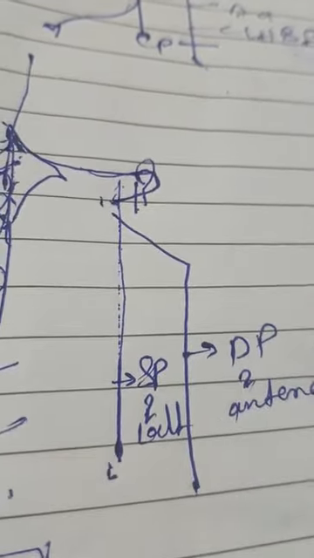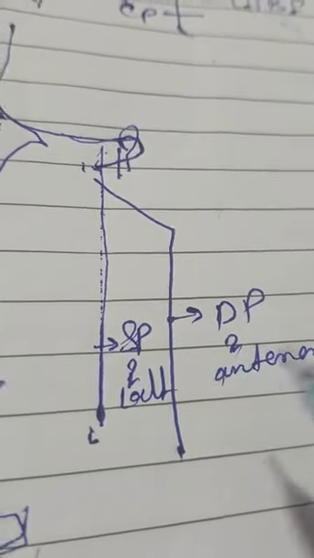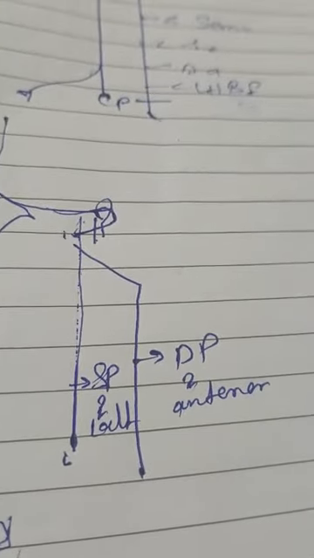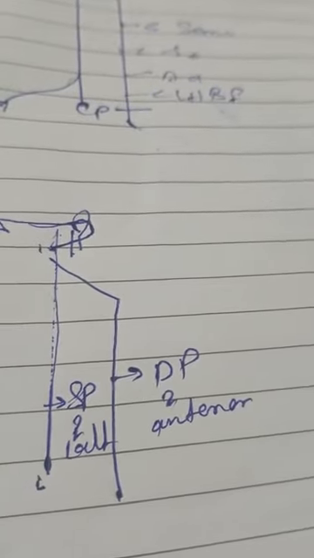Now we will discuss the branches over here. So these were the branches of the tibial nerve. Now after that we will discuss the branches of the common peroneal nerve.